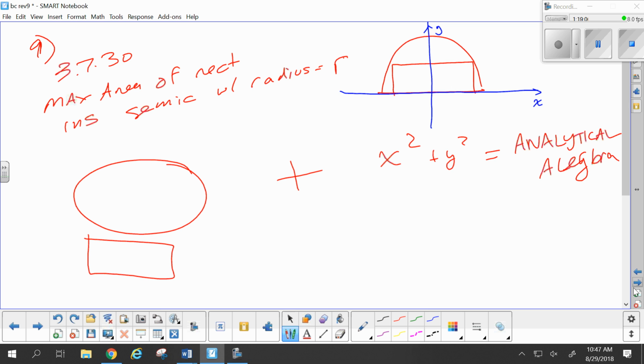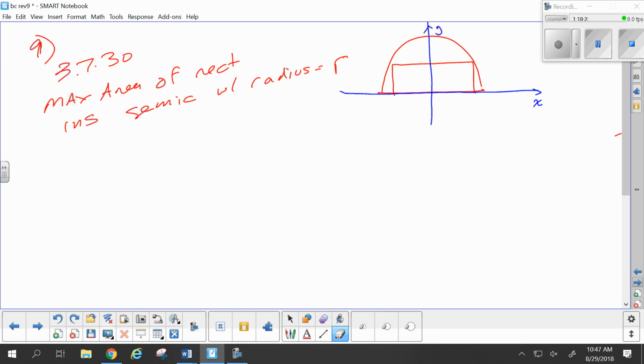All right? Now, if we look at the question, when you do optimization, I usually start with the picture and the question. They want me to optimize what? The area of the rectangle. Is it xy or 2xy? It's 2xy, really. I want to maximize it.